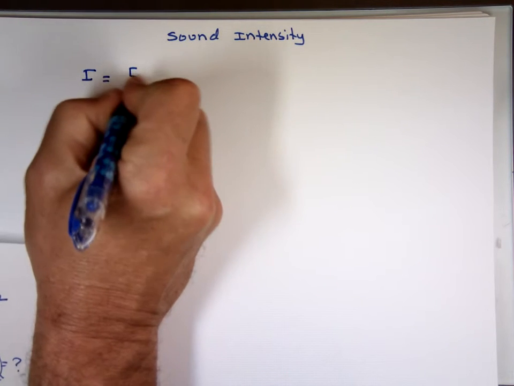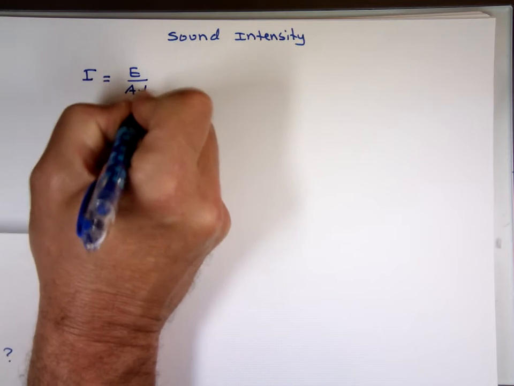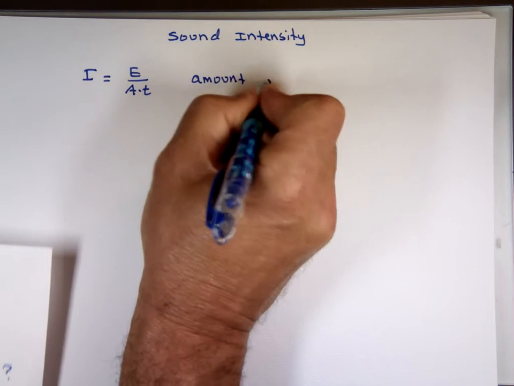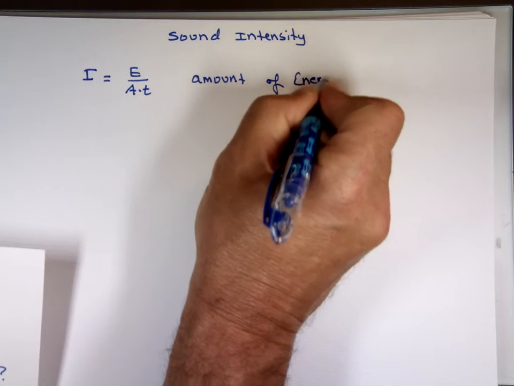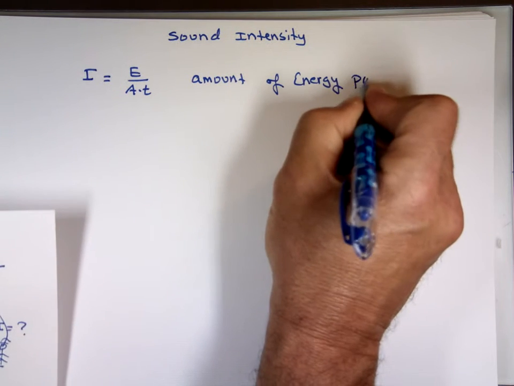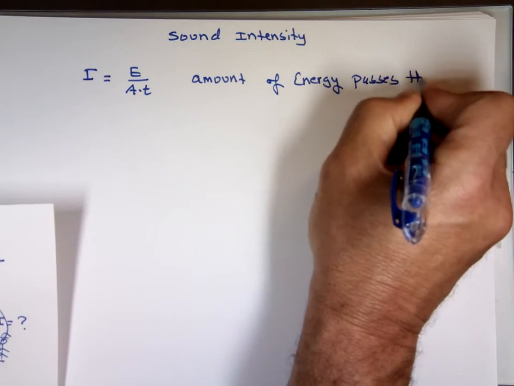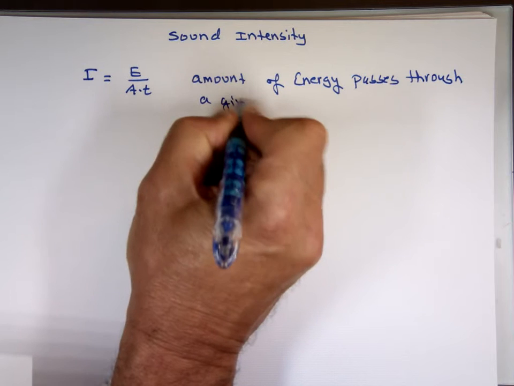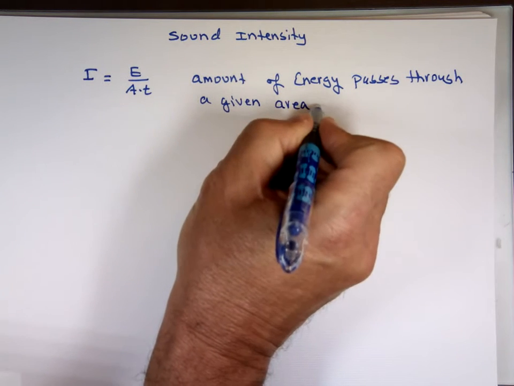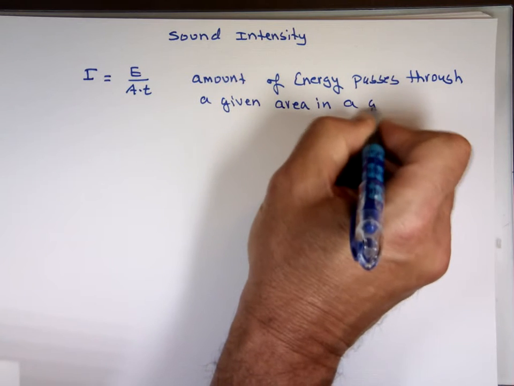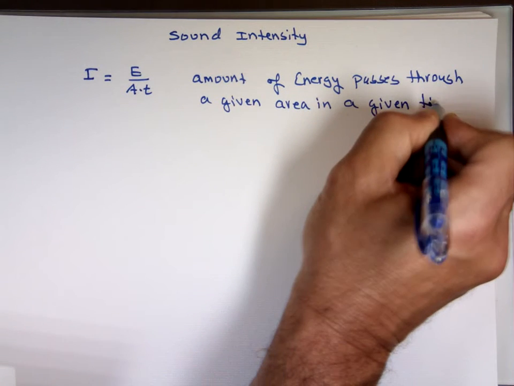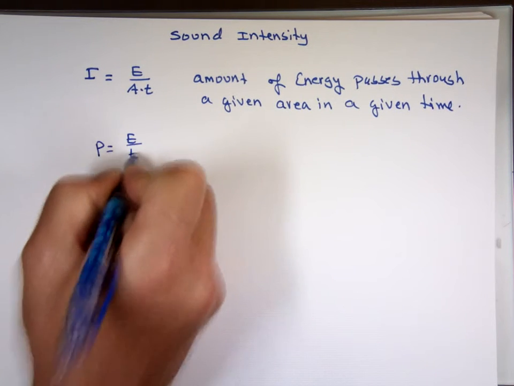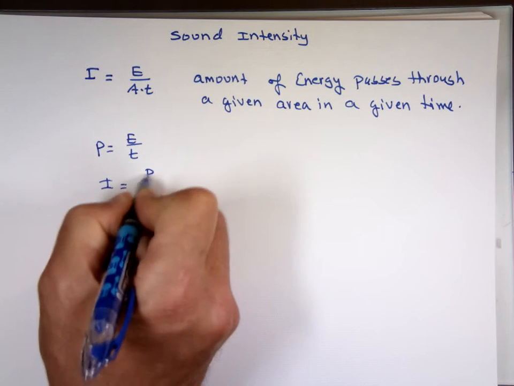Intensity is the energy divided by area times time. Intensity is the amount of energy that passes through a given area in a given time. And since power equals energy over T, intensity will be power over area.